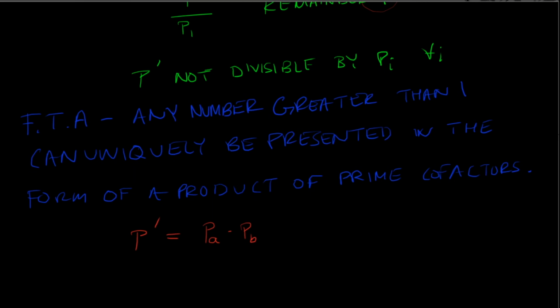So there's a contradiction. The theorem says you can, but we showed it doesn't. So there's a contradiction there. So because there's a contradiction, we conclude there are an infinite number of primes.